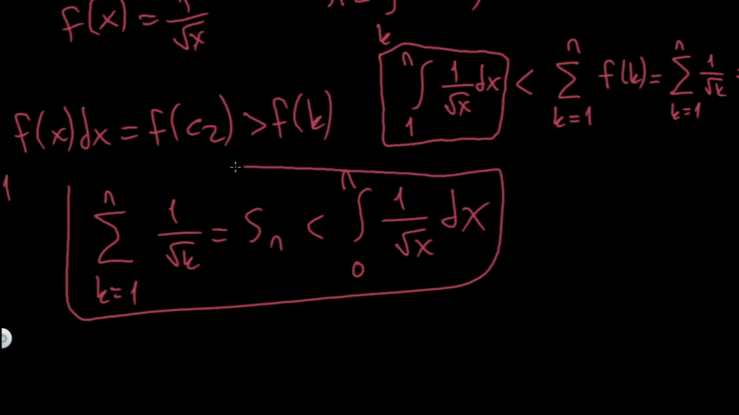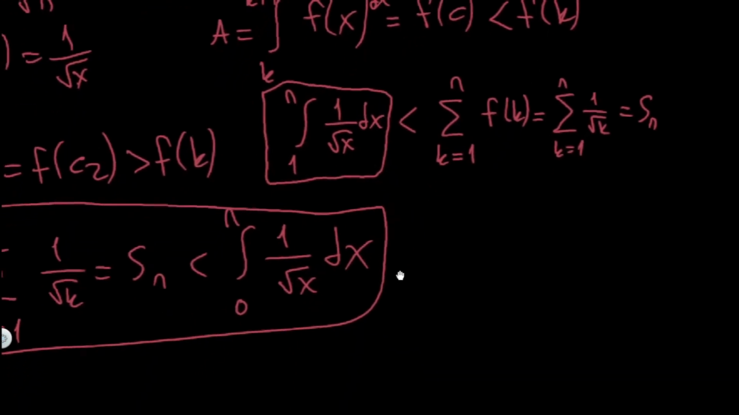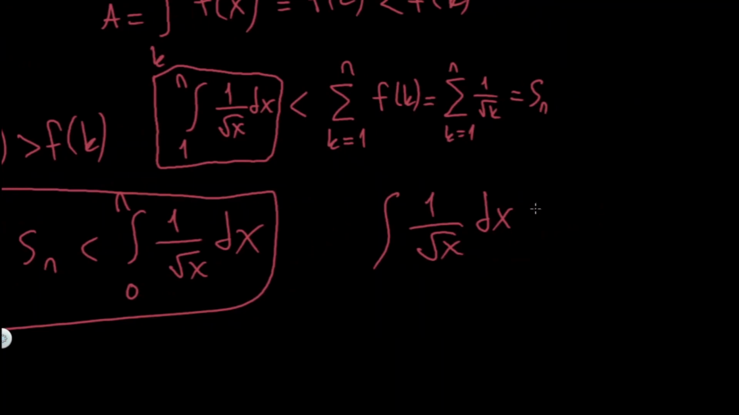Look what we have found. We found that our Sn is bounded above with this integral and bounded below with this integral, and they're both the same integral, okay? So we're almost done. Let's evaluate this integral. Well, it's pretty easy. 1 over square root of x dx. So I know that if I differentiate square root of x, I'm going to get 1 over 2 square root of x. So if I just multiply by 2 and divide by 2, this is going to be equal to 2 square root of x plus c.